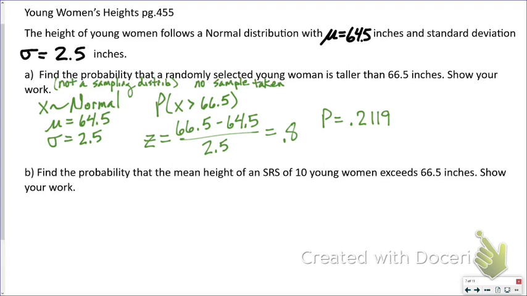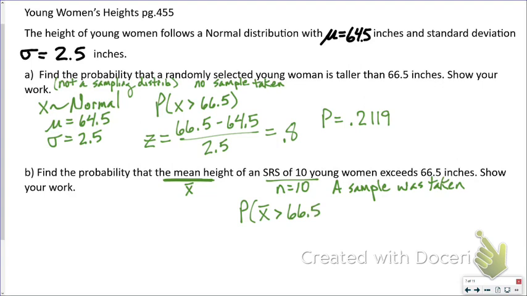It looks like the question is the same on part B, but there are 2 different things. What is the probability that we have a mean height for a sample of 10 greater than 66.5? The language changed. A sample was taken. Our new question is, what is the probability that X bar is greater than 66.5? It doesn't look different, but it is way different.